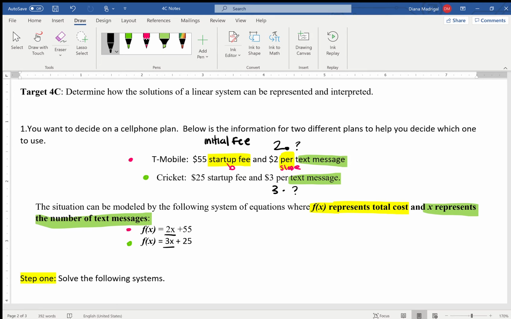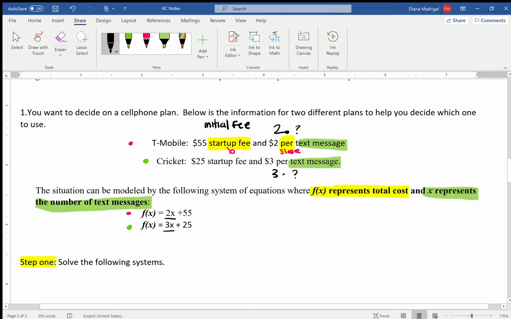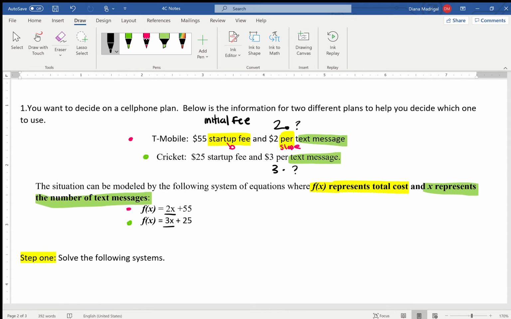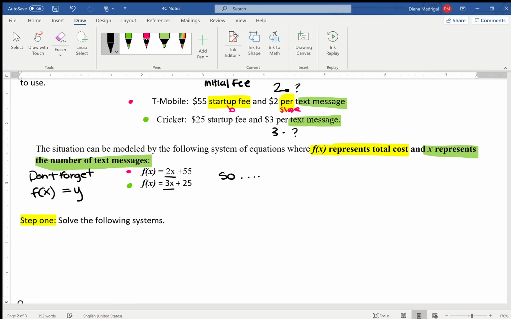Next, in this problem, we need to find the solution and then explain it. In order to find the solution, I need to solve for it, so I'm going to use the substitution method. But before we get to that, please don't forget, because I'm sure we're going to forget about this, that f of x is the same thing as y. So technically, I have 2 equations, one for Cricket and one for T-Mobile.